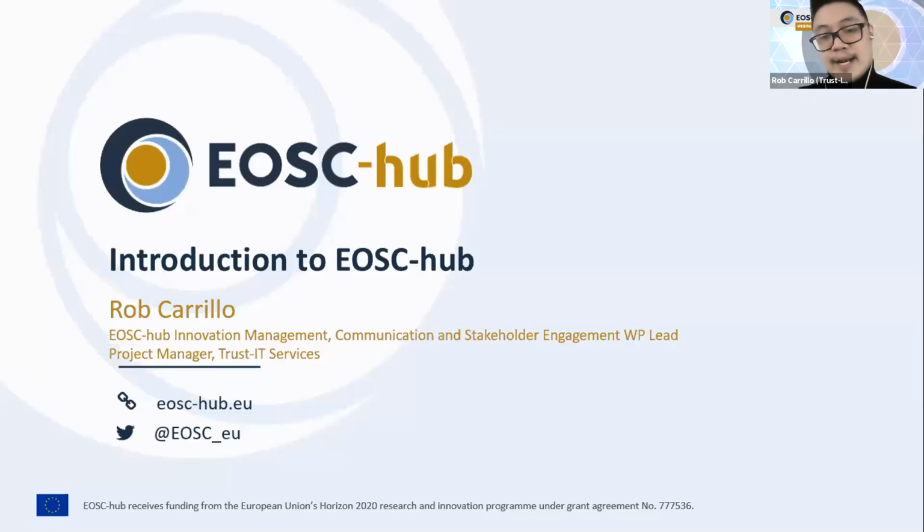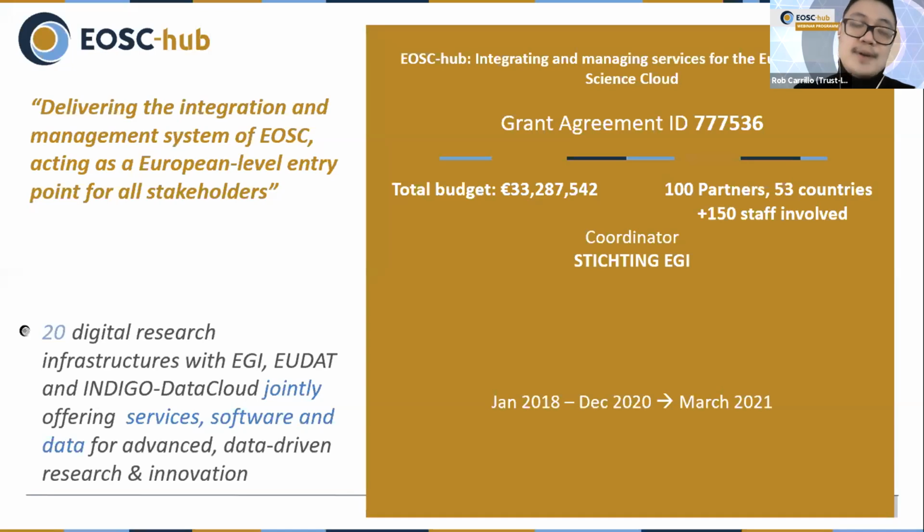But first, before we begin, just a quick introduction about EOSC-hub. EOSC-hub aims to deliver the integration and management system of EOSC, acting as a European entry point for all stakeholders. There are 20 digital research infrastructures with EGI, EUDAT, and INDIGO-DataCloud, jointly offering services, software, and data for advanced data-driven research and innovation. We're a 33 million euro project, gathering over 100 partners from 53 countries and more than 150 staff involved. The coordinator is the EGI Foundation.